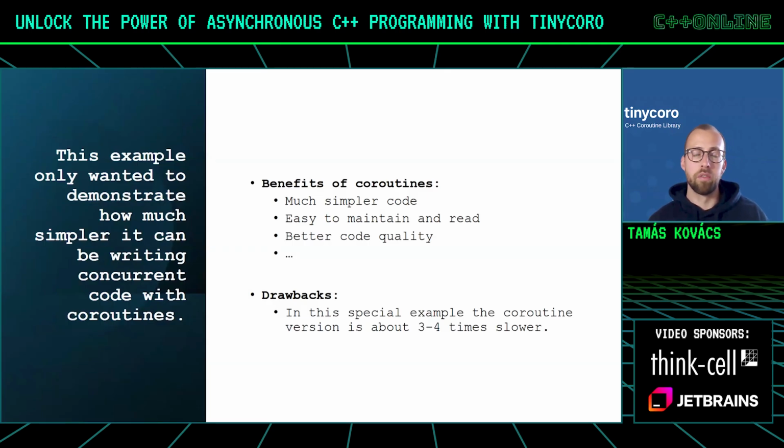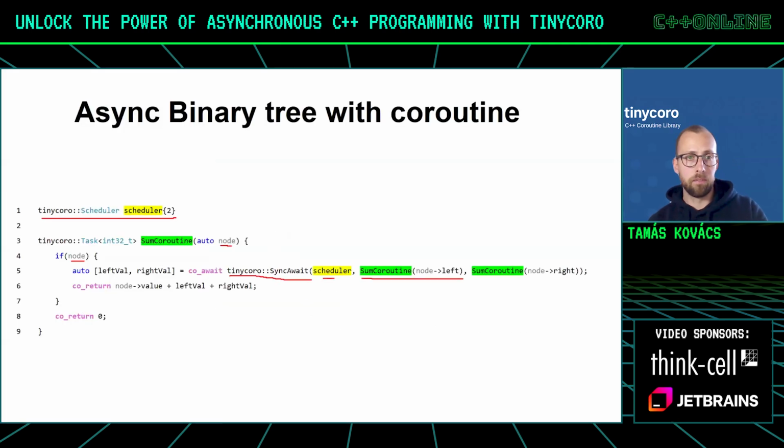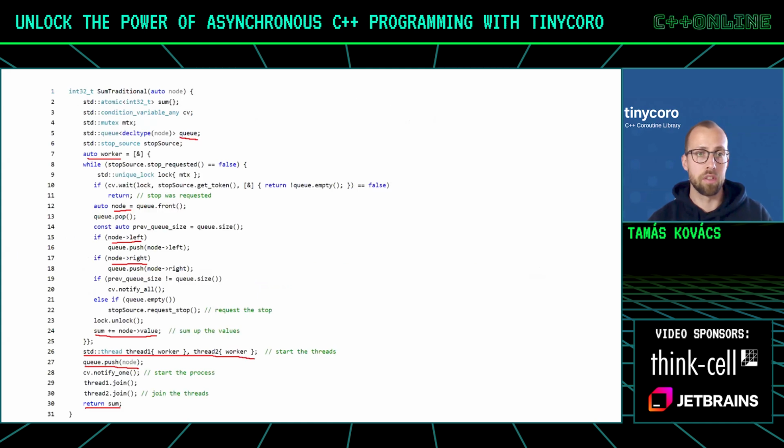Although the coroutine version is slower, this is only true for the traversal part. If you are traversing the binary tree, and you have some heavy calculation in each and every node, the performance difference can be significantly less. Of course, we are now just summing up some values, some integers, but if you do some heavy calculation in each and every node, the performance difference is significantly less between those two implementations.